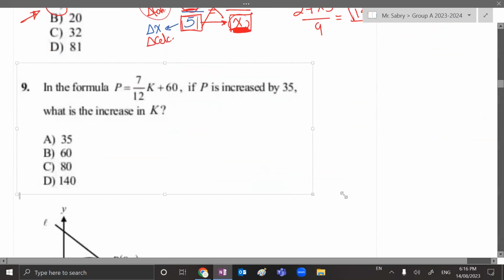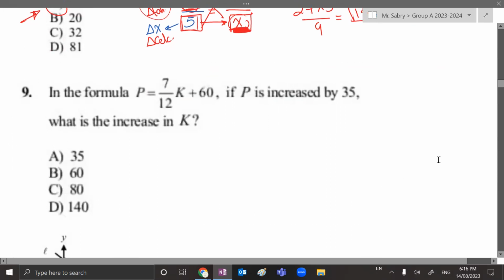This uses the exact same idea that we just discussed. It says if P is increased by 35, what is the increase in K? P represents the Y and K represents the X. How did I know? Because according to the equation, this is the same form as Y equals mx plus B. So clearly this is the X and this is the Y.